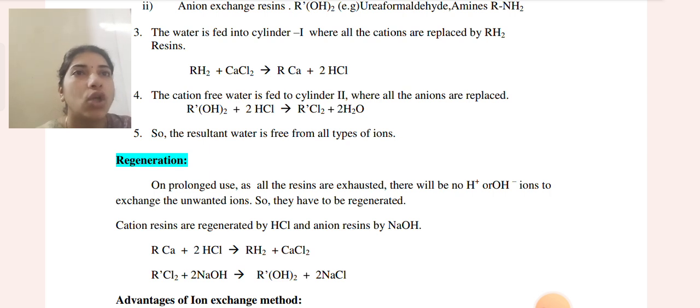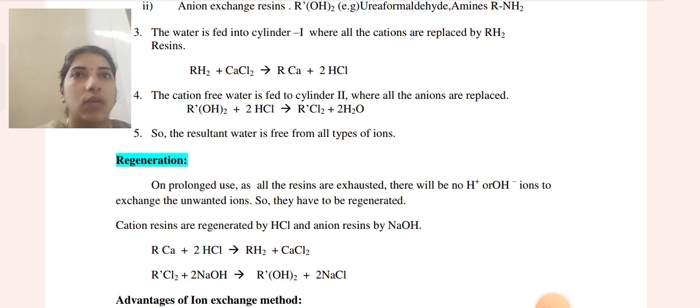Next one is the cationic exchanger. The resin containing acidic functional groups, that is sulfonic acid SO3H, is capable of exchanging H plus ions with the cations of hard water. The cation exchange resin is represented as RH2. Examples are sulfonated coal and sulfonated polystyrene, that is RSO3H or RCOOH.